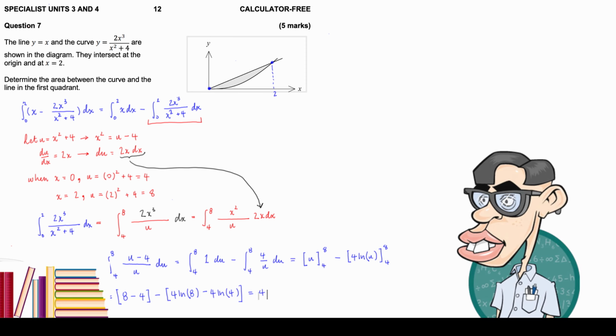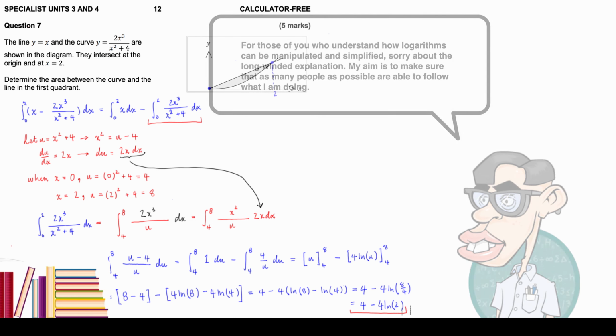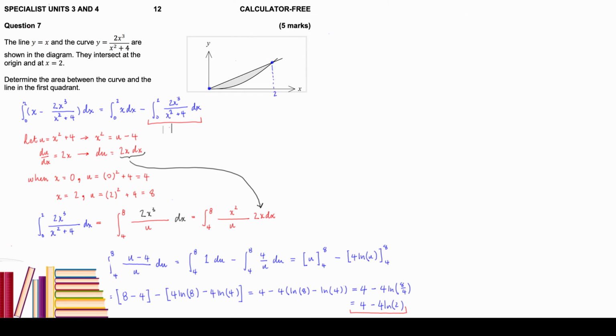Great, so let's start taking this integral. This first one here is simply 8 subtract 4 minus 4 ln 8 minus 4 ln 4. So pretty self-explanatory, 8 take 4 is 4. This one might not be as self-explanatory. I can factorize by 4 and say this is ln 8 minus ln 4, which is equal to 4 minus 4 ln 8 over 4, which is equal to 4 minus 4 ln 2. So we have found that this 4 minus 4 ln 2 is the integral to this.